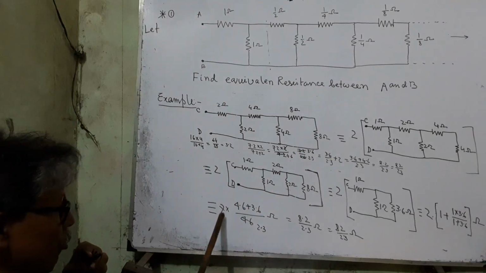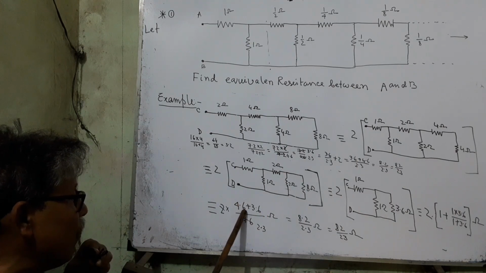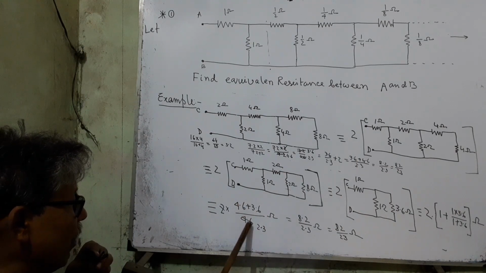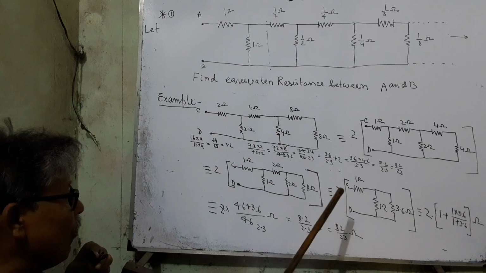Now we look, this is 2. After addition, we will get 4.6 plus 3.6 by 4.6. Now cancellation 2.3, and after adding, we get 8.2 by 2.3. This is 82 by 23 ohm. Look here.